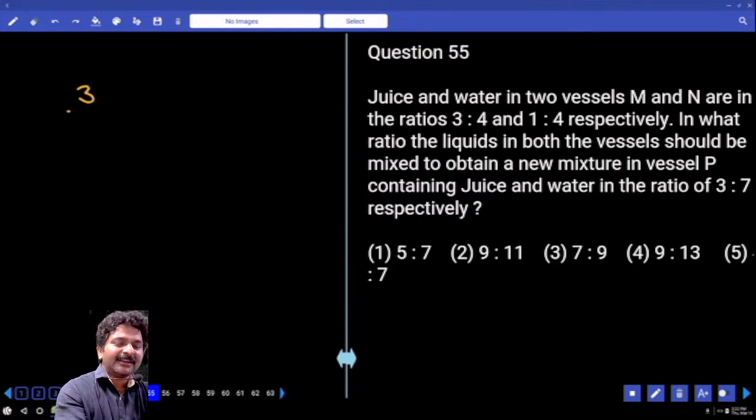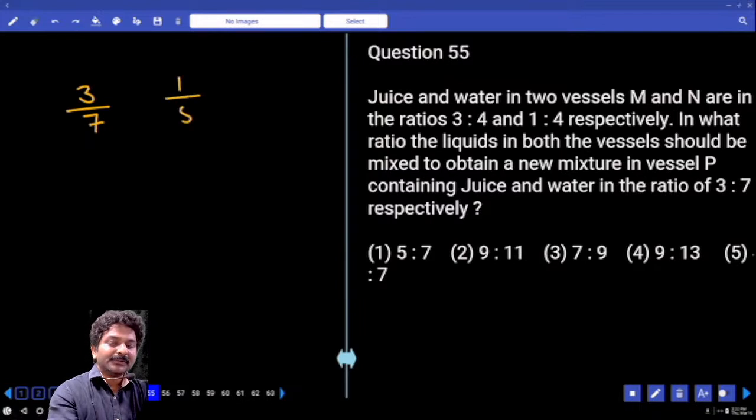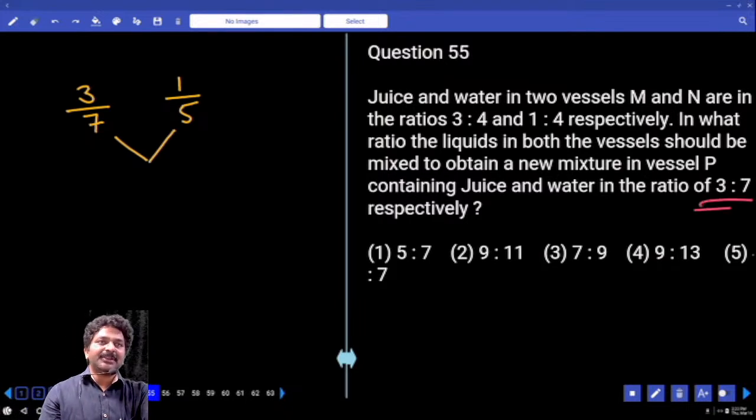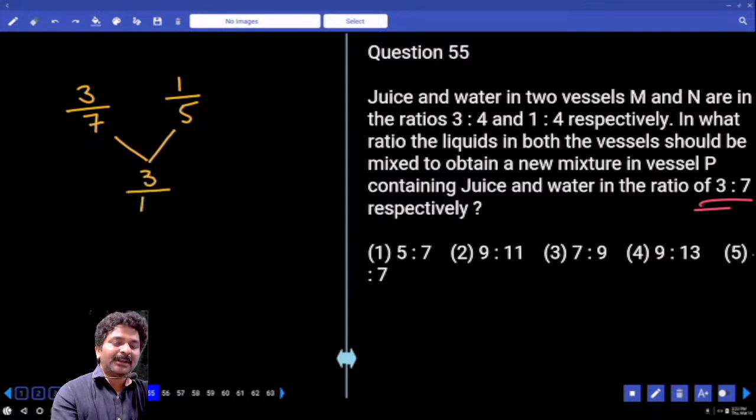Juice in the first container is 3 parts out of a total of 7, which is 3/7. Juice in the second container is 1 out of 5. Now when you mix this, you get a new mixture. Juice and water are in the ratio 3:7. Juice component is 3 out of a total of 10. And you need to take alligation here. Correct? So for some time, can I treat 1/5 as 2/10?